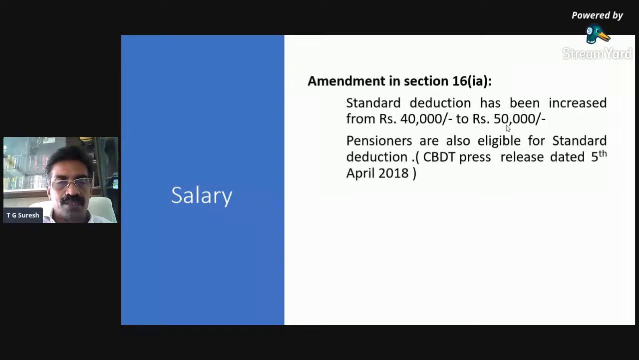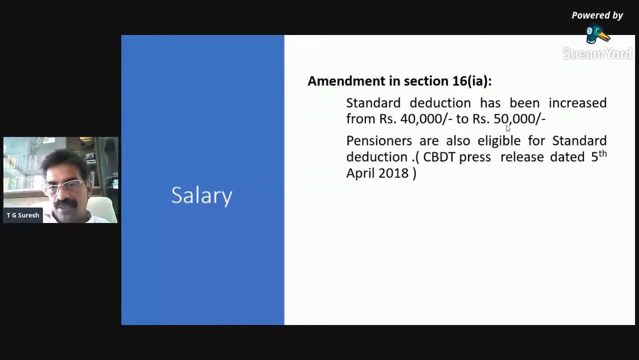If you go to the charging section of 15A or 15B or 15C, they will always use the words present or former employer. So therefore, it is taxable only under salaries. Once it is taxable under salaries, you must be automatically eligible for a standard deduction. So that's where the standard deduction is available for pensioners also.